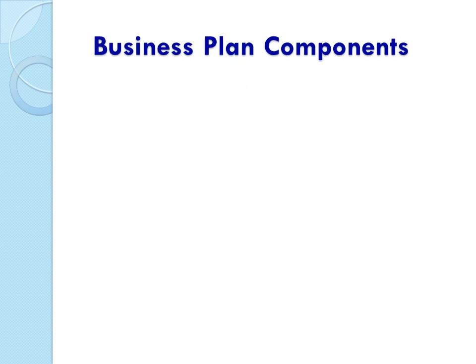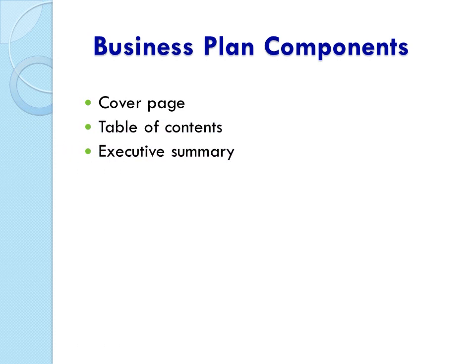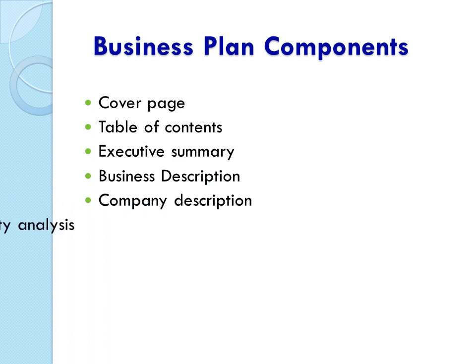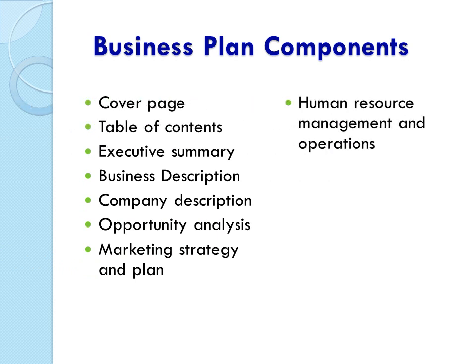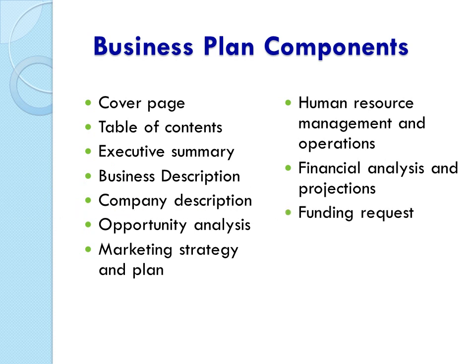Then the business plan components. First of all it will include a cover page, then a table of contents, then an executive summary, then business description, company description, opportunity analysis, marketing strategy and plan, human resource management and operations, financial analysis and projections, funding request, and exit strategy. These are the things that your business plan should have.